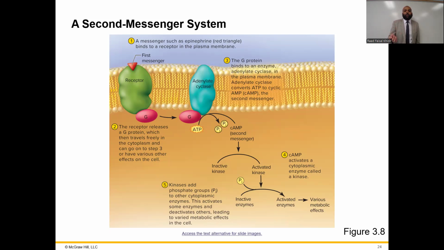Cyclic AMP would convert inactive kinases into activated kinases. And then the kinases would add, by phosphorylation, a phosphate group to other cytoplasmic enzymes. This activates some enzymes and deactivates others, leading to varied metabolic effects. So cyclic AMP activates cytoplasmic enzymes called kinases. Then the kinases would phosphorylate the inactive enzymes, causing them to be activated and cause various metabolic effects.